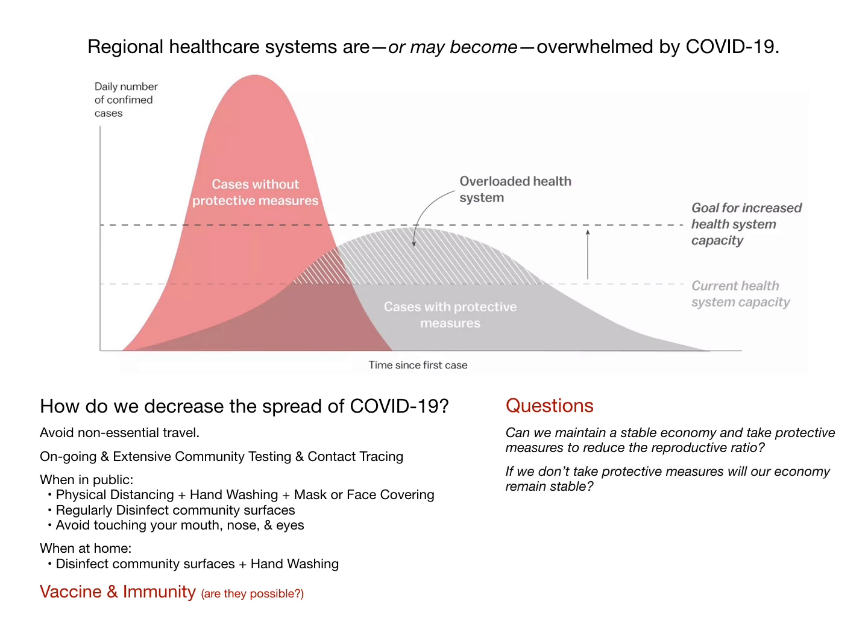If we don't take protective measures, will our economy remain stable? And the answer to that is, we don't know. Probably not. Will our economy remain stable if we do take protective measures? Well, we can see that that's not the case either. So this is an incredibly difficult decision to make. We're balancing community health and economic stability, and there is really no good answer.